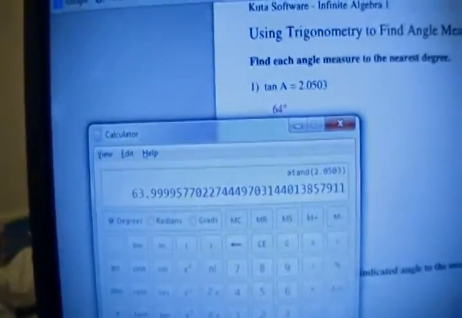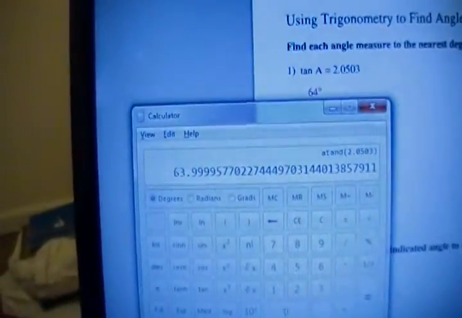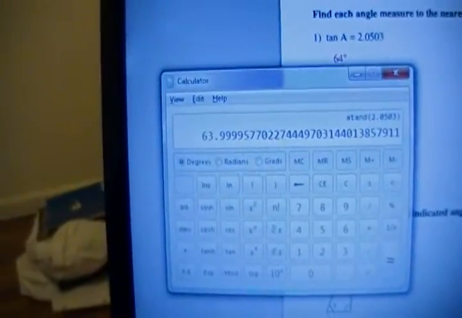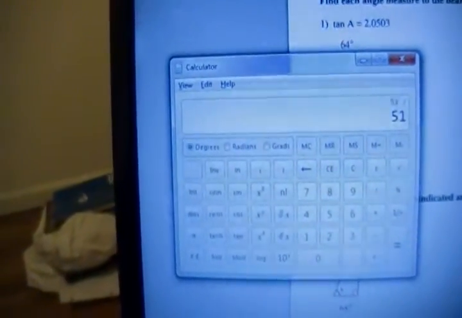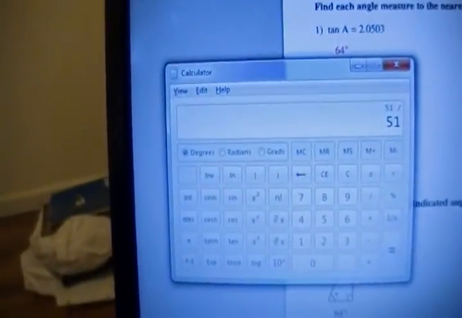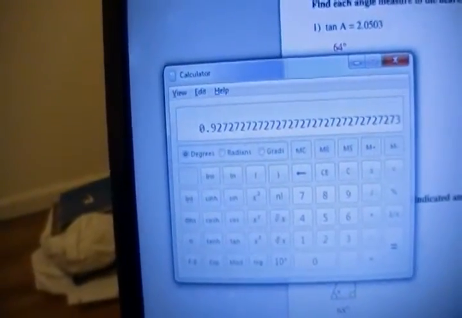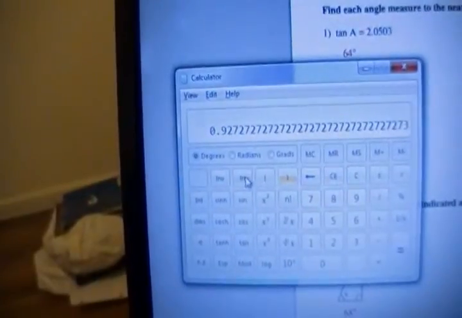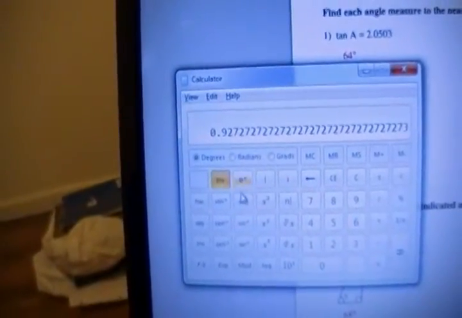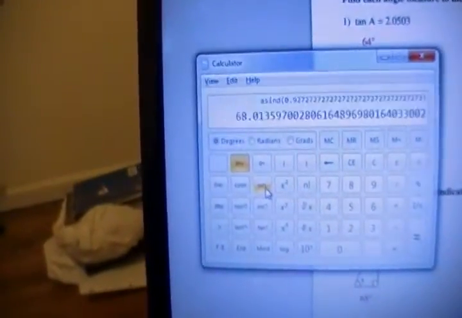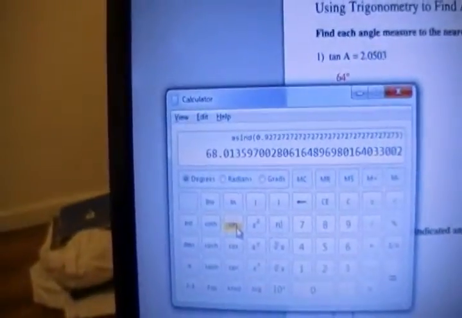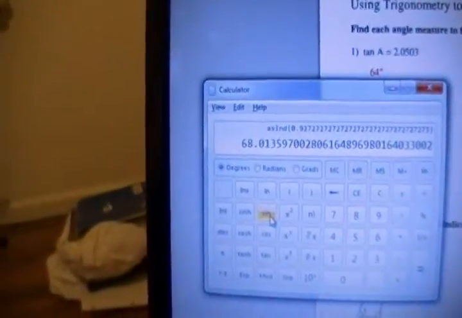If you look at the calculator, what you do on a Windows calculator looks like this. So it's 51 divided by 55. Then you click on inverse and then sine, and you should get the answer. It's roughly 68 degrees. So the answer is 68 degrees.